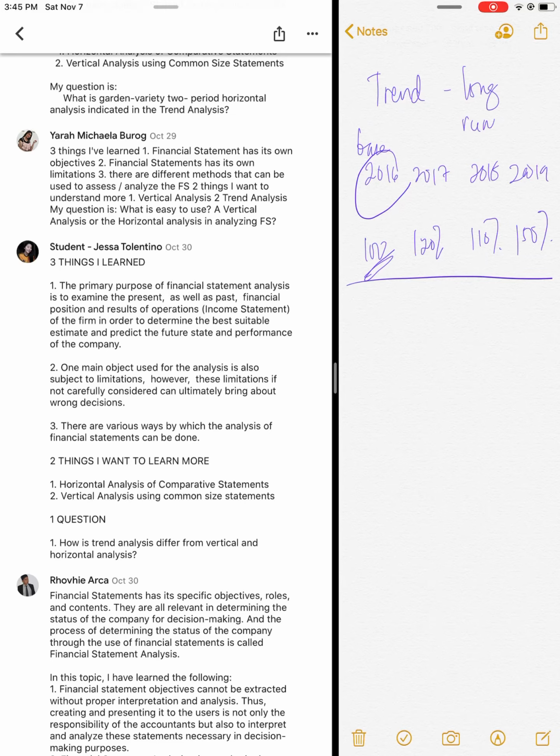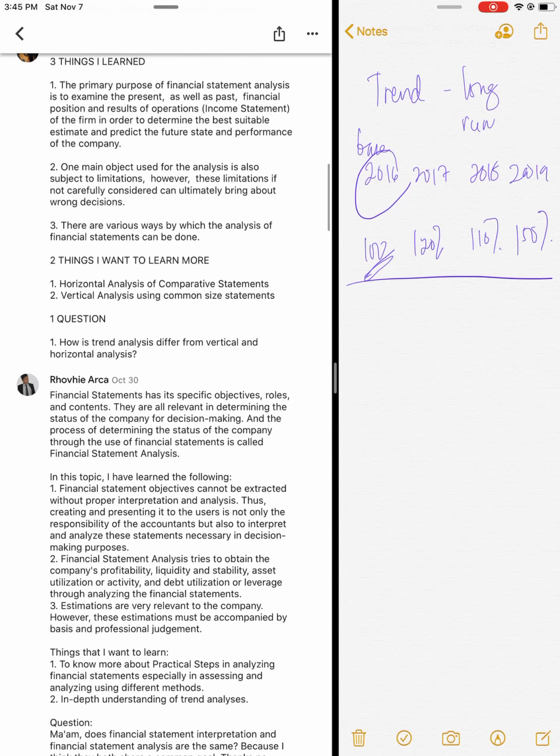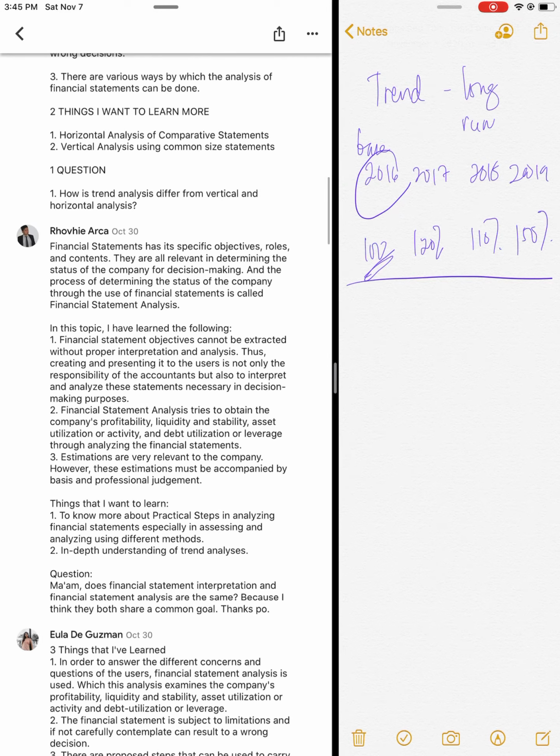So that is how a trend analysis differs from a vertical and horizontal analysis. Vertical analysis, single period. Horizontal analysis, 2 periods. Trend analysis, more than 2 periods.